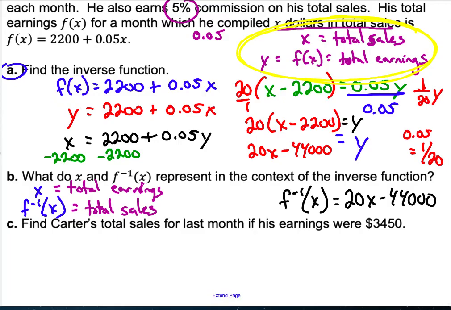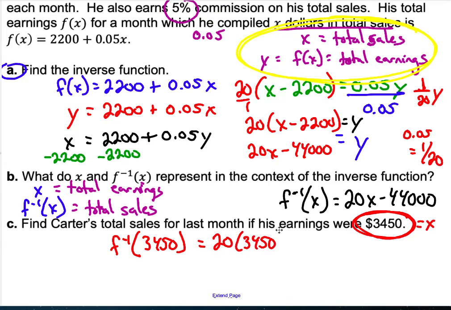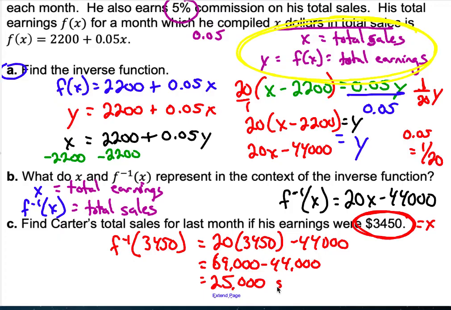They say, well, what if his total earnings was $34.50? Well, that's x in my new function. So f inverse of $34.50 is 20 times $34.50 minus $44,000. Well, 20 times $34.50 gives me this for his total minus the $44,000. And he needs to have $25,000 in sales in order to meet that earnings.